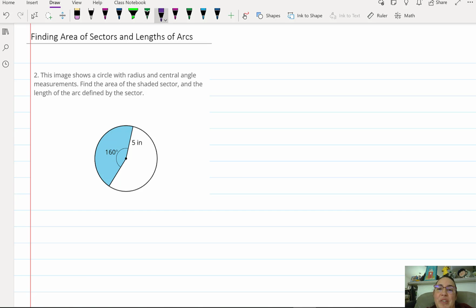Greetings! We're going to try to find the area of sectors and also the lengths of the arcs that are the boundaries of those sectors during our lesson today. Here's how I think about it, and I hope this will help you in your solution process. We have an example of a problem here on the left.